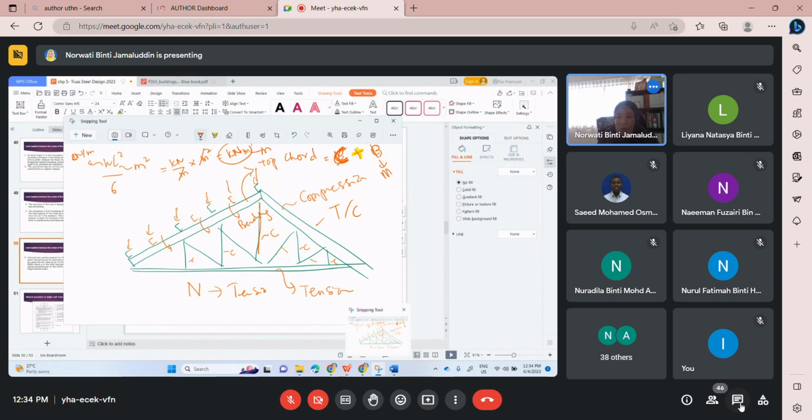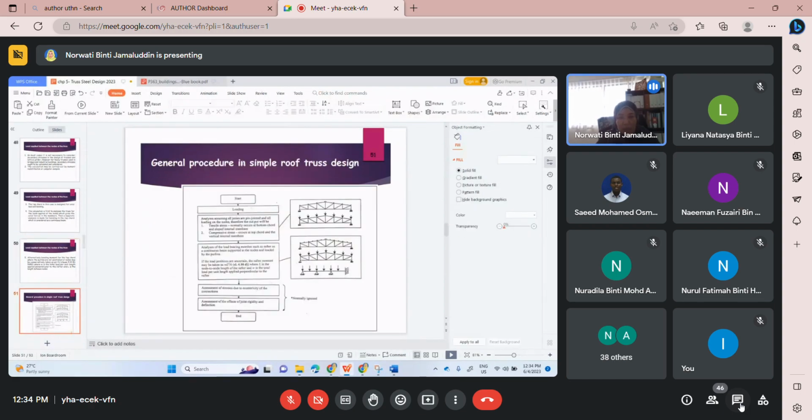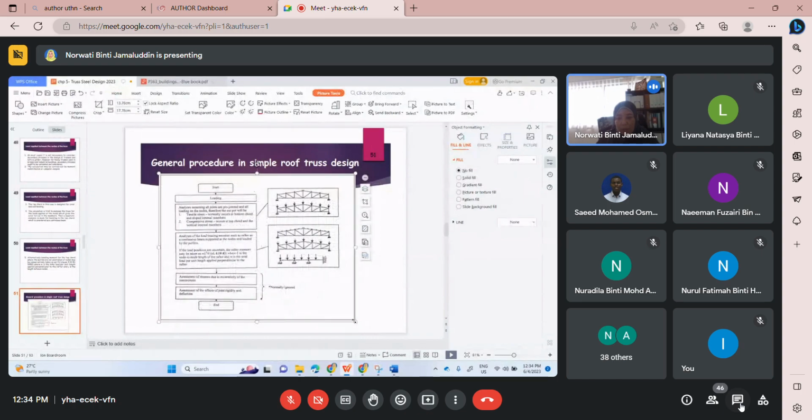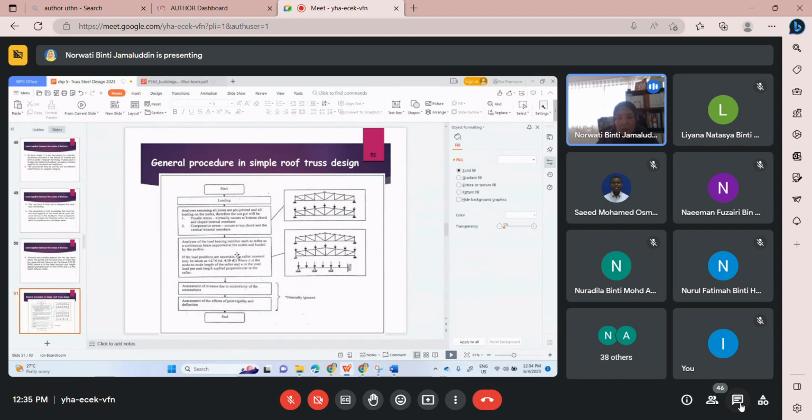So this is the moment. This one is based on those three methods: diagram, method of joint, cut section. Okay, we are quite detailed about this one. This is the diagram. I hope this can help you to understand more how to analyze that case.